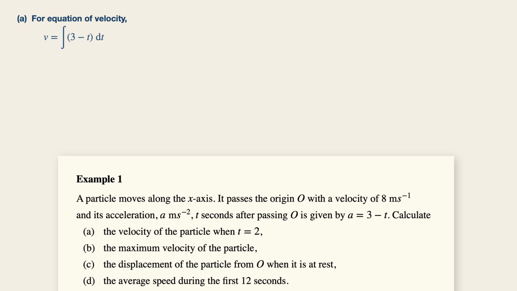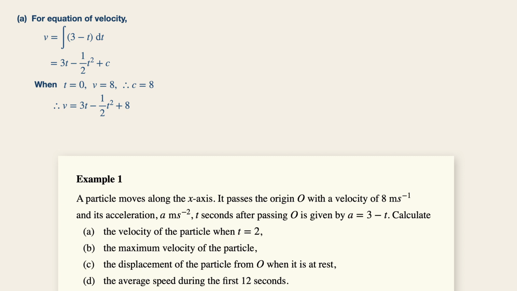And because this is an indefinite integral, don't forget to put the c behind, which indicates that this is an arbitrary constant. So in order to find the value of c, when t is equal to 0, or if you first start the stopwatch at t equals 0, v is equal to 8, therefore c is equal to 8. Thus, the velocity of the particle is given by 3t minus 1/2 t squared plus 8.